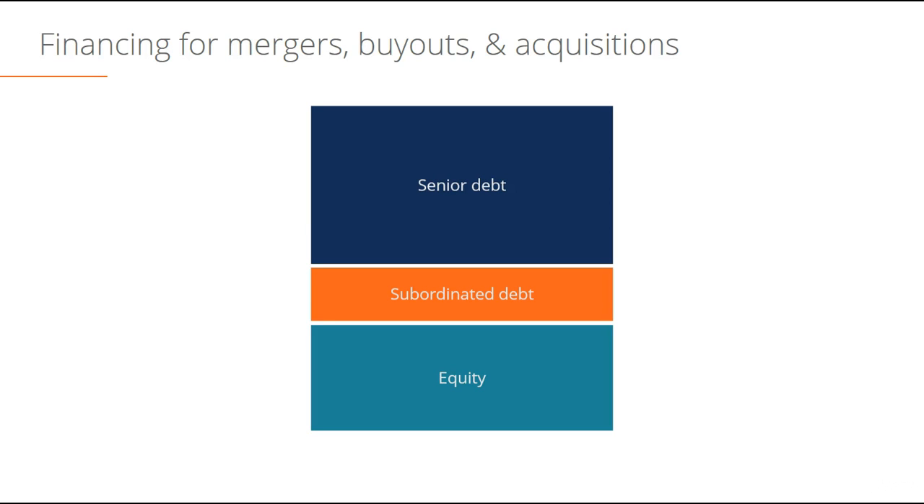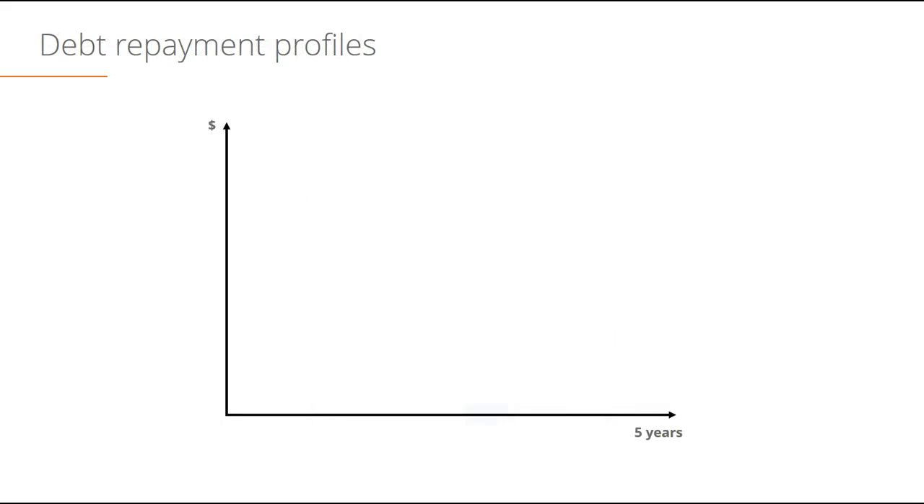So in combination here we have the full capital stack: the amount of senior debt, subordinated debt, and equity that's used to complete the transaction. As you'll see on the next slide, there can be various components of each of these types of financing. We'll walk through a high-level overview of each of them.